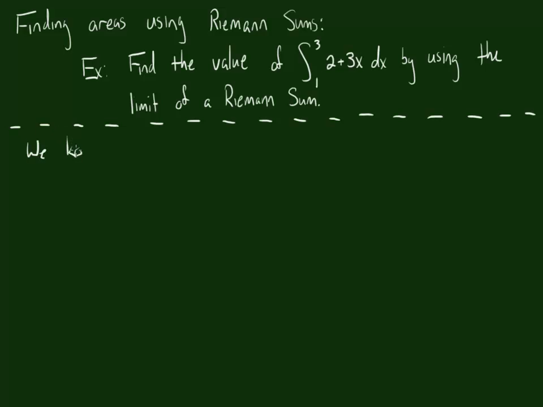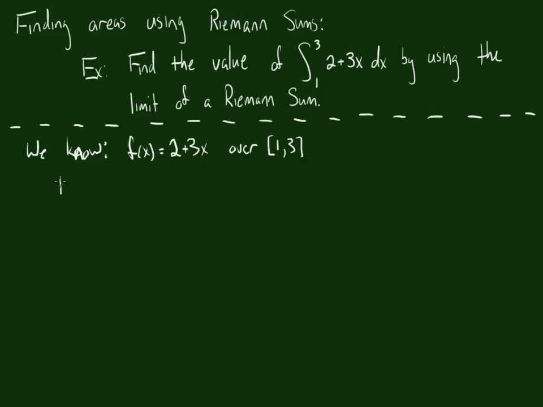So first thing, we know what the function is. The function is just going to be 2 plus 3x. We know the function is going to be over the interval from 1 to 3. Because of that, we also know we are going to be using a right-hand sum.